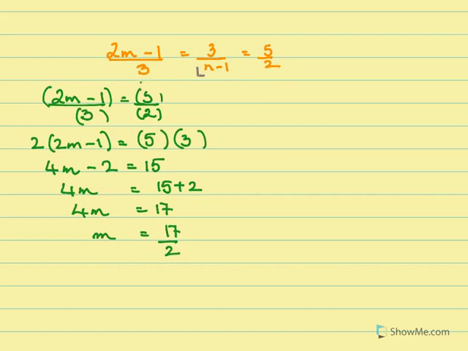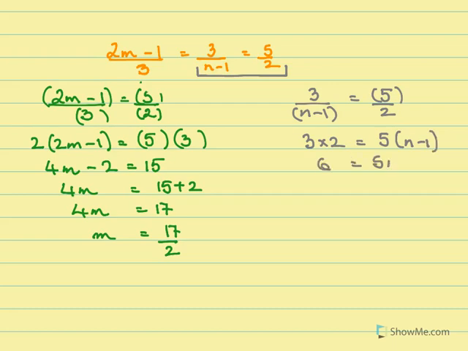To find n, I'm going to take these two. So I'll have 3 over n minus 1 equal to 5 by 2. 3 into 2 equal to, cross multiply, 5 into n minus 1. 6 equal to 5n minus 5. 6 plus 5 equal to 5n. 11 equal to 5n, n equal to 11 by 5.